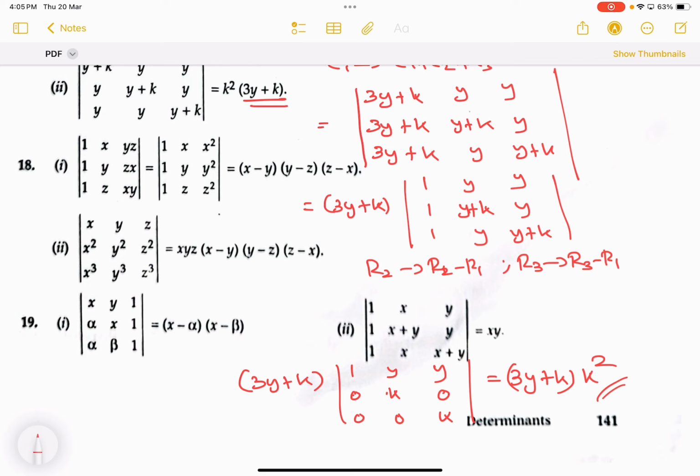What happened? We have to prove this one. Which question, dear? 18 first. For the 18th, just multiply row 1 by x, row 2 by y and row 3 by z, and take xyz common out. Then by just interchanging the rows and columns, you will get this answer. Two times interchanging.